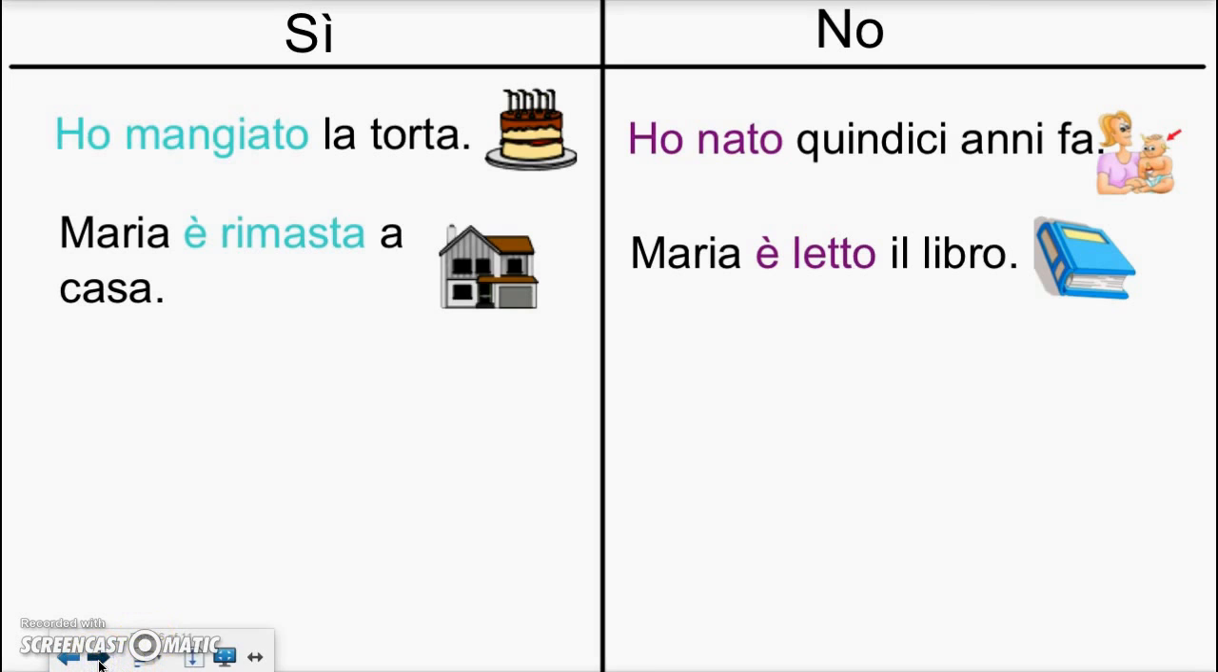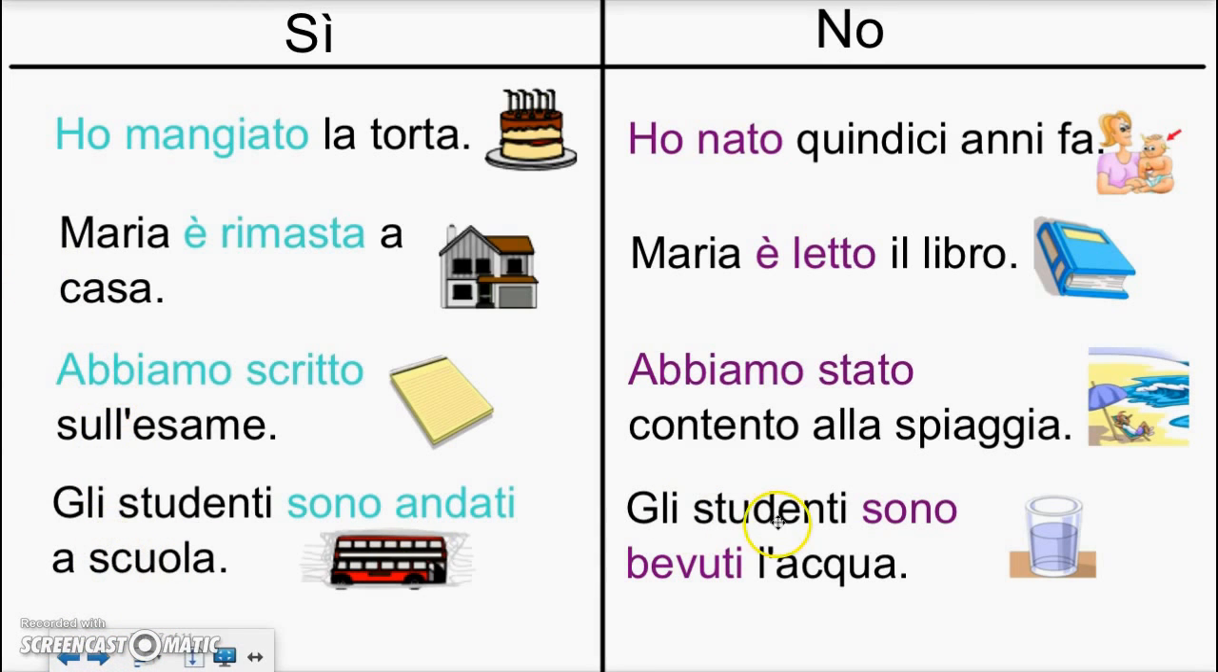Okay, so now the next slide. We have two more examples. So yes, you would say abbiamo scritto sull'esame, we wrote on the exam, or gli studenti sono andati a scuola, the students went to school. You would not say abbiamo stato contento alla spiaggia, we were happy at the beach. You wouldn't use abbiamo, you would have to use the essere version. Gli studenti sono bevuti l'acqua, you would not say sono, you would have to use the avere version.